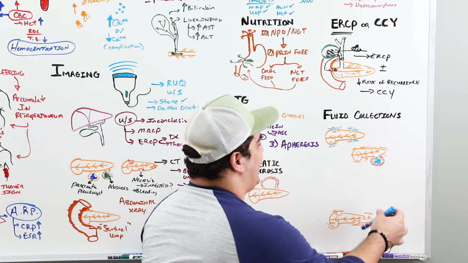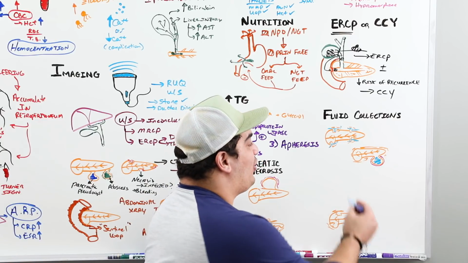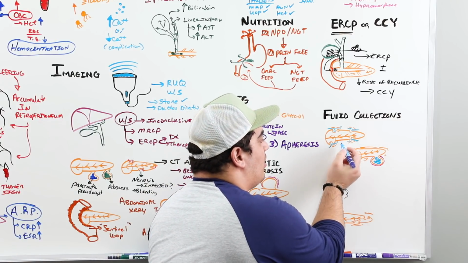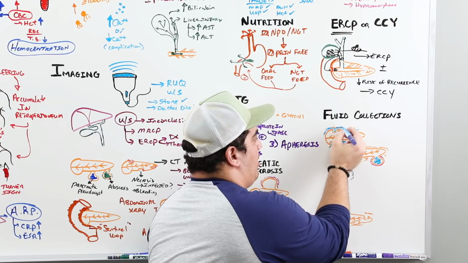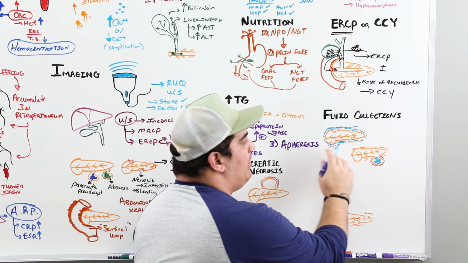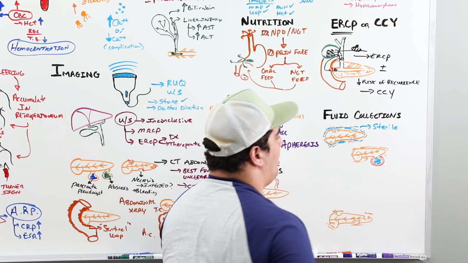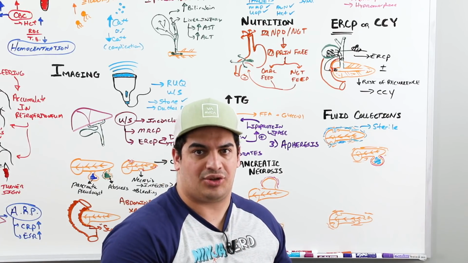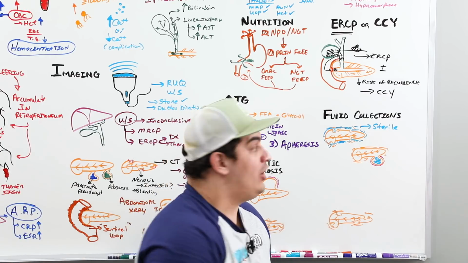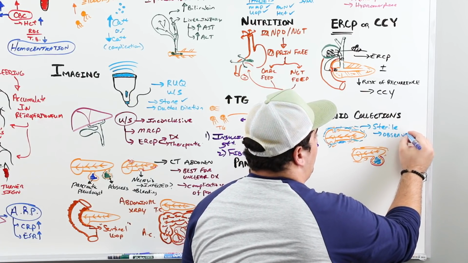Okay, now we're on to the next thing. So fluid collections. We know that with all of that necrosis and inflammation, you can start developing lots and lots of fluid collections around the pancreas. And now here's the thing though, these fluid collections can be completely sterile. You don't do anything about these, you just observe. There's no particular type of treatment for these fluid collections.